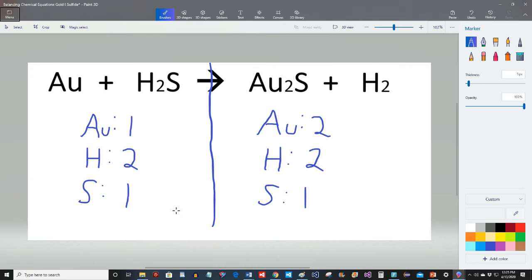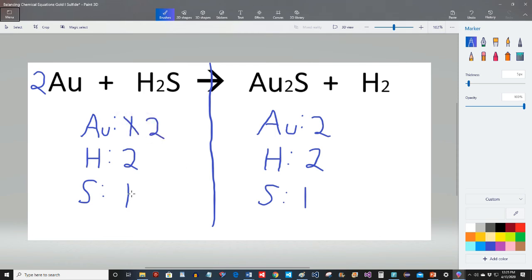Do I need to put a coefficient that changes the value of sulfur? No, sulfur is 1 here and sulfur is 1 here. It looks like that's okay. How about changing hydrogen? Well, we have 2 hydrogens on this side and 2 hydrogens on that side, also balanced. But here we have extra gold. We have 2 golds here, so we need to have 2 golds on this side. I'm going to put a 2 here, and that changes this value to a 2.